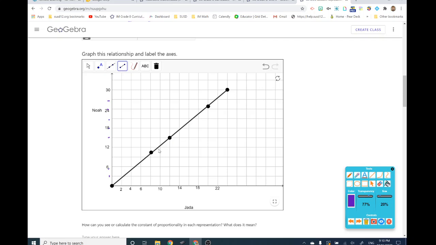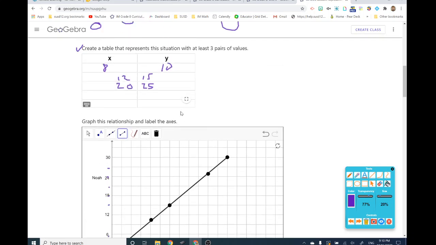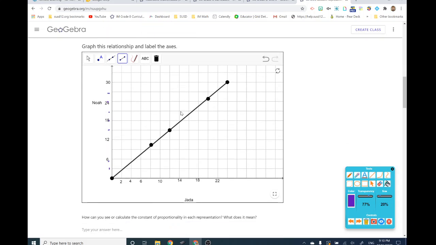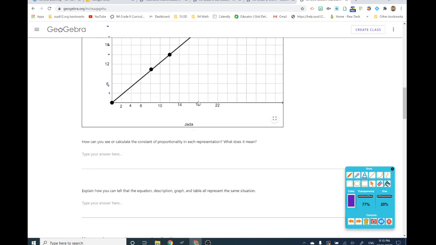This is a proportional relationship. They will line up. Okay, you did it. Your graph needs to look like this.